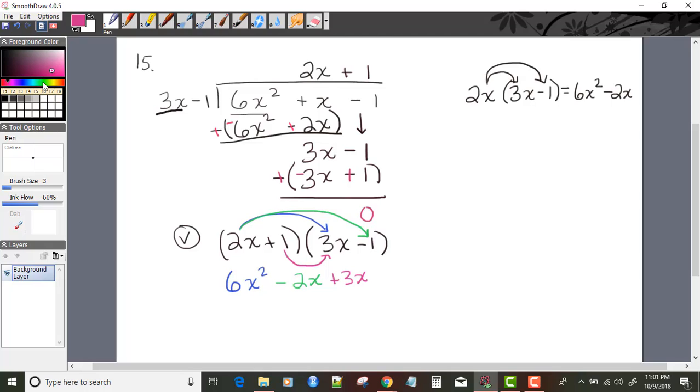And finally, 1 times negative 1 is negative 1. And I think I can combine the x terms. So negative 2x plus 3x is 1x. And I have my 6x squared plus x minus 1. And that is exactly what my dividend is. So I know that my answer, 2x plus 1, is correct.